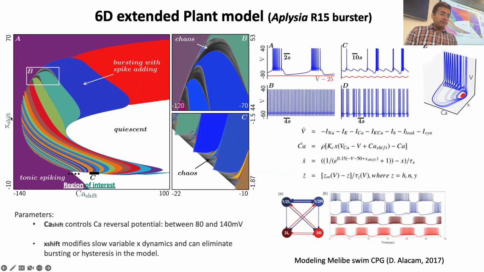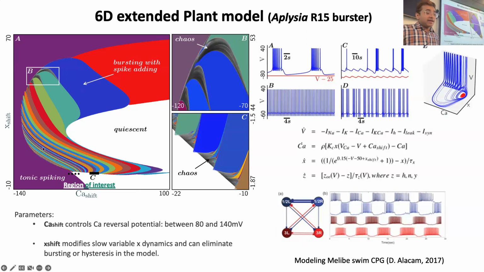She added a parameter x shift, which modifies the dynamics of the slow variable, and it can eliminate bursting in this model. And this parameter calcium shift controls the reversal potential of calcium, which cannot be exactly determined in these cells. For this sea slug, these neurons are either intrinsically tonic spiking or quiescent. So they do not produce bursting behavior intrinsically. So bursting is an emergent property of the network. So the region of interest for this model, in order to apply it to this particular swim CPG, is within this boundary between the tonic spiking and quiescent regions.